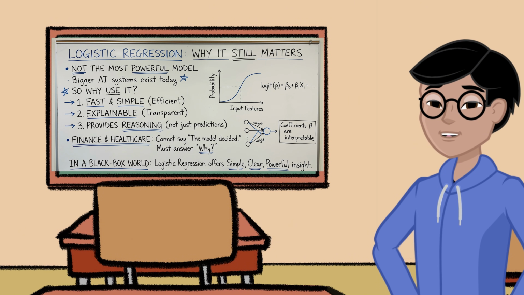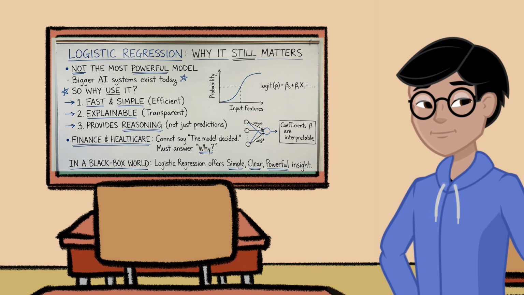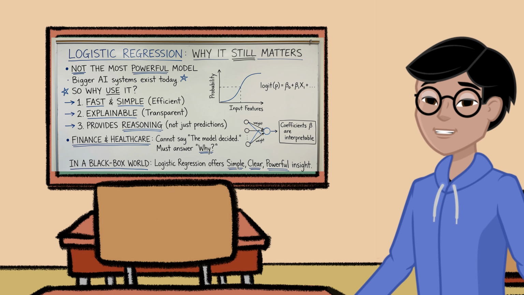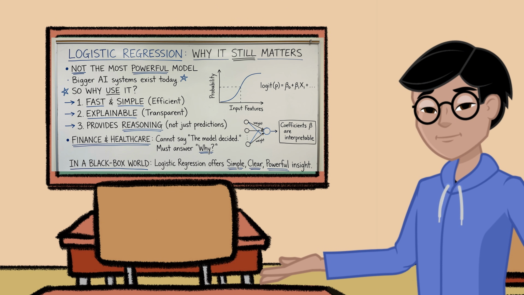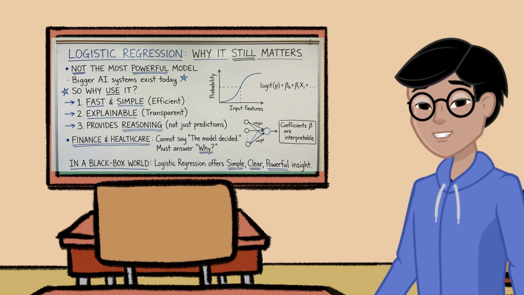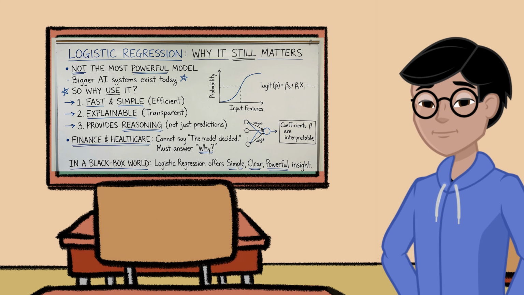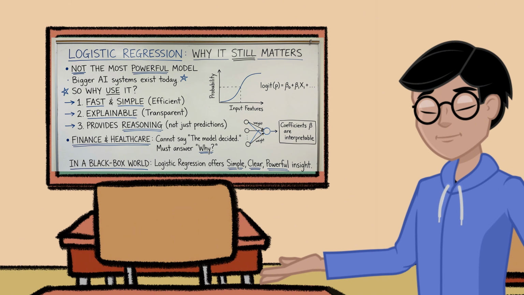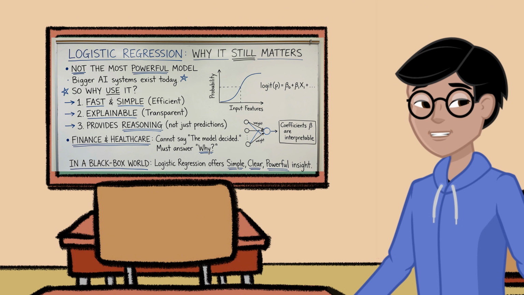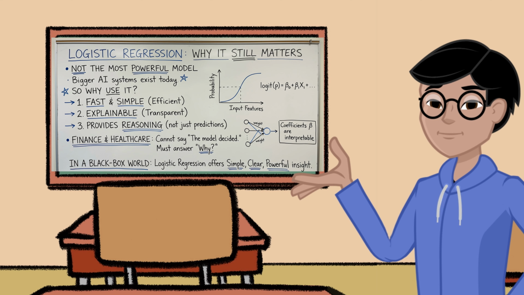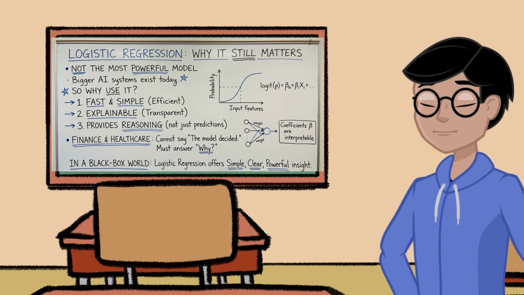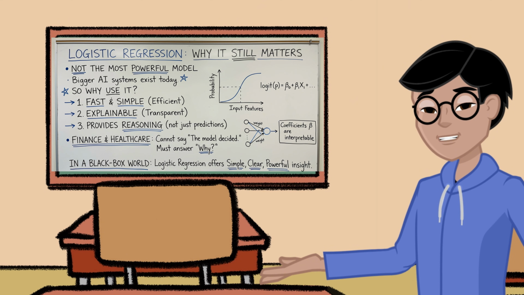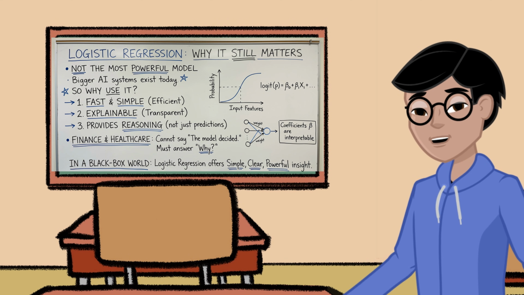Let's be honest. Logistic regression is not the most powerful model. We have much bigger AI systems today. So why does this still matter? Because it has something rare. It's fast. It's simple. And most importantly, it's explainable. In fields like finance or healthcare, you can't just say, the model decided. You need to answer, why? And logistic regression can do that. It doesn't just give predictions. It shows reasoning. In a world full of black box AI, this matters more than ever. Simple, clear, powerful. That's logistic regression.